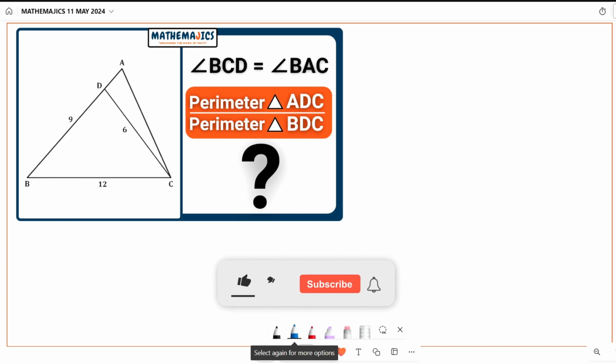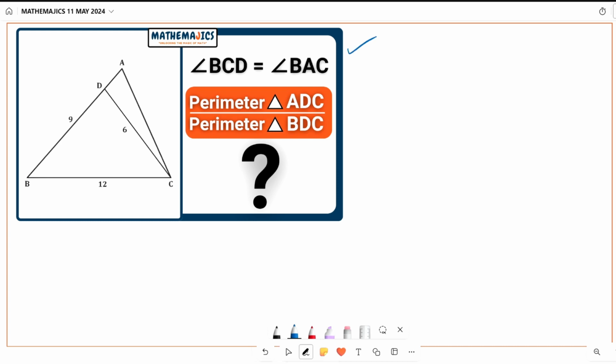Hello everyone, we have this very interesting question from geometry. This question was asked in one of the Indian MBA entrance exams. There's an MBA entrance exam called CAT. It was asked in that exam. So let's see how to solve this question.